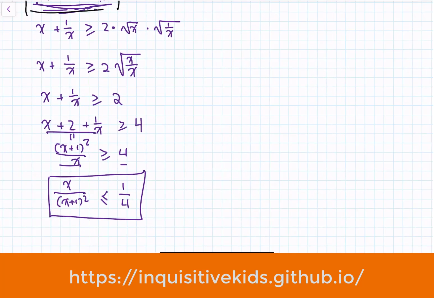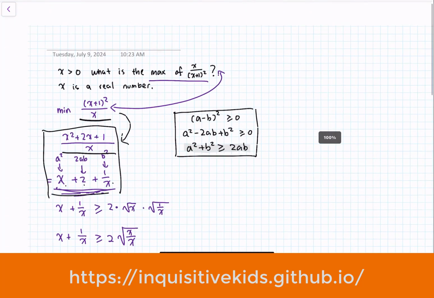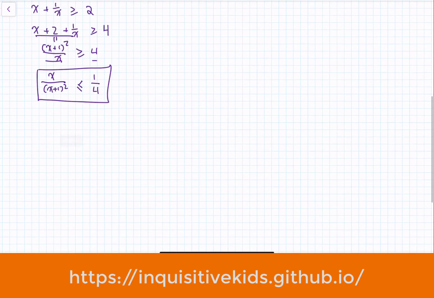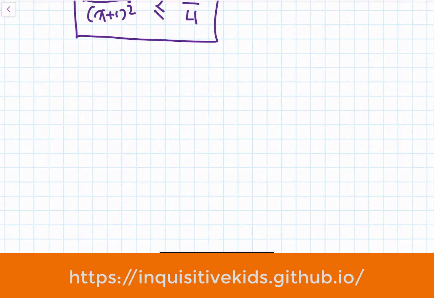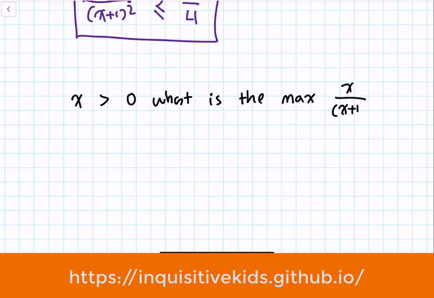That solution I just showed you was one solution, but we have another solution that uses what we know about the discriminant. So let me rewrite the question. X is greater than 0, and what is the maximum value of x over x plus 1 squared? And x is a real number.